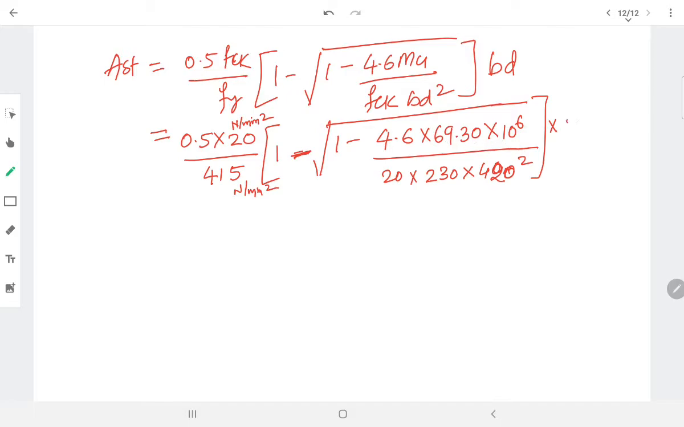Okay, B is equal to how much? 230 mm and D is equal to 420 mm. Okay, when you solve this one, we got a value, that is AST. Okay, we call it AST required instead of AST. This is the required reinforcement for a beam. Okay, AST required we got 513.25 mm square. When you solve, you will be getting this value, something 513.25.